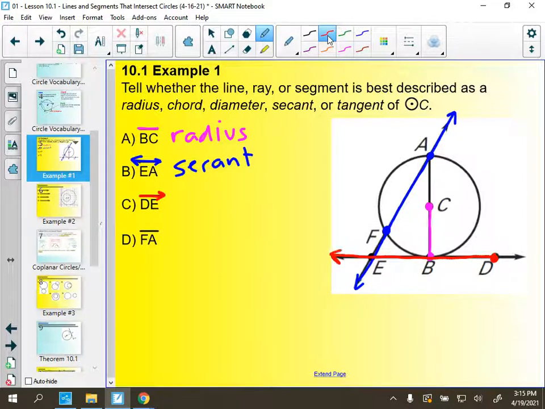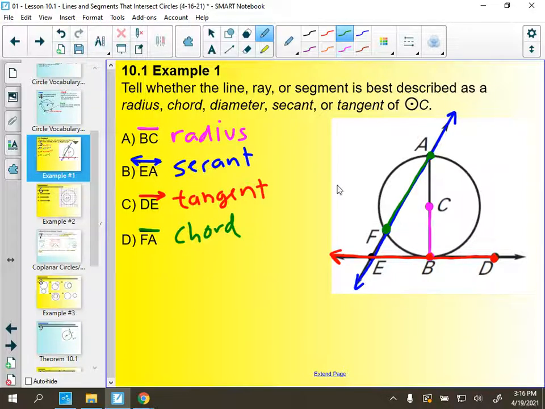We've got ray DE, so it's a good chance to review some of our old terms going back to chapter 1. Starting at point D, continuing forever through E, we end up with one point of intersection there, point B. So with one intersection point, we'd call ray DE a tangent to circle C. And then what do we got here? Segment FA. It's contained within that secant. We've got chord FA that we would call segment FA.